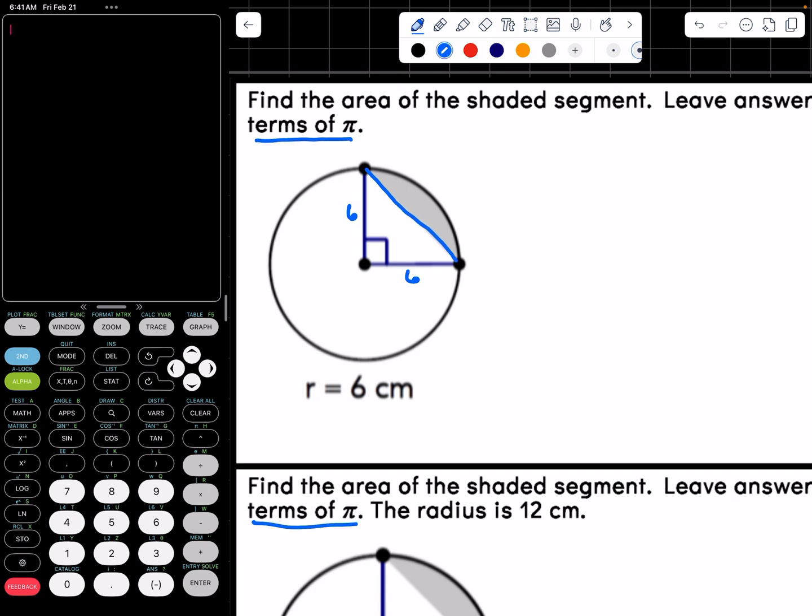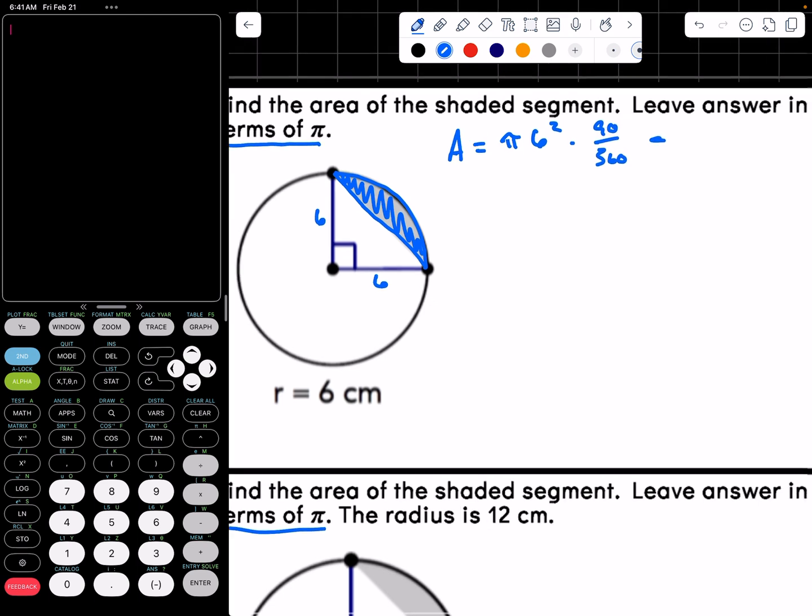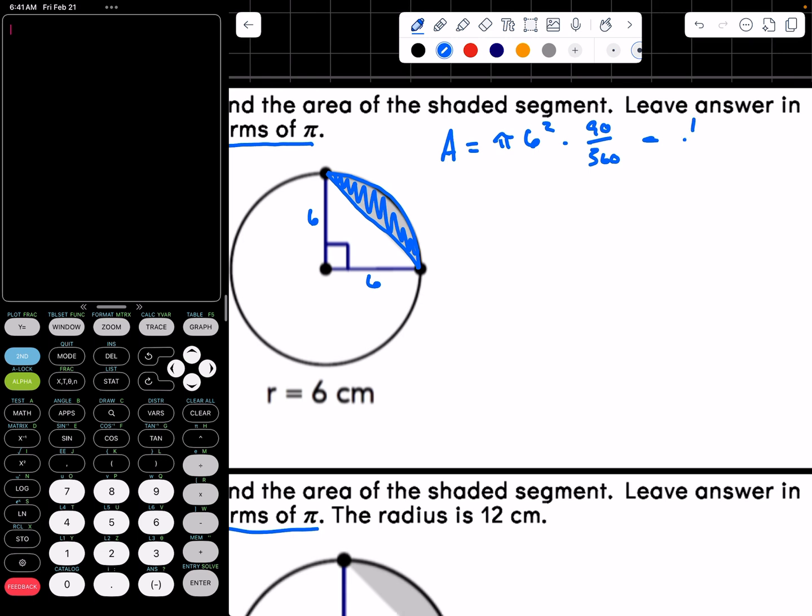In order to find the area of our shaded segment, we first need our sector area. We're just going to do the whole thing all at once. That sector area is going to be pi r, which is 6 squared, times the central angle, which is 90 over 360. And we're going to subtract from that the area of our triangle. We have a right triangle, so 1/2, our base is 6 and our height is 6.